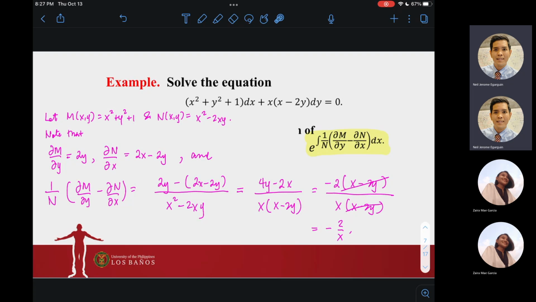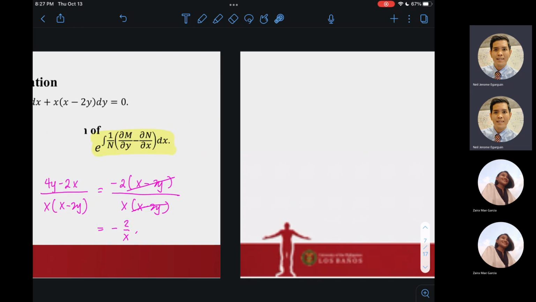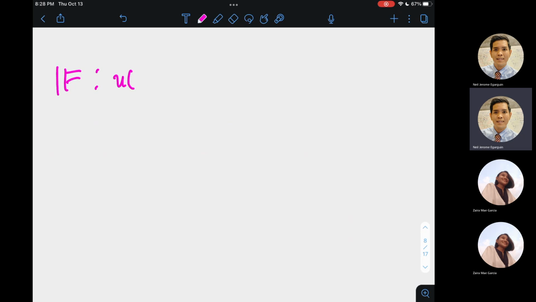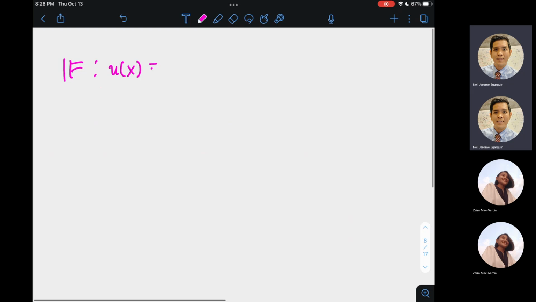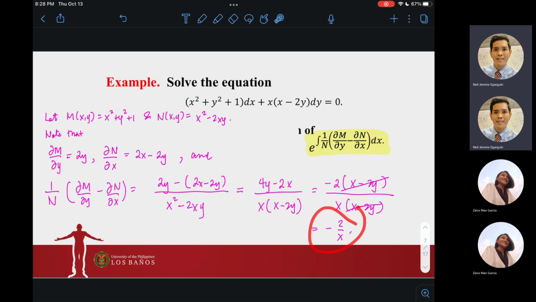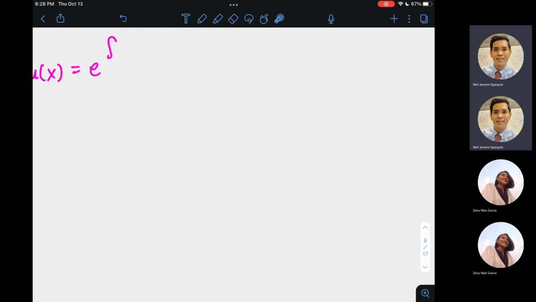Okay, so ngayon, kukomputin ko na yung integrating factor. So yung integrating factor natin, mu of x, function lamang ni x, ito ay equals sa e to the integral. Nung na-compute natin kanina, ano nga yung na-compute natin kanina? Negative 2 over x. Siya yung simplified version nito. So siya yung magiging integrand sa integrating factor.